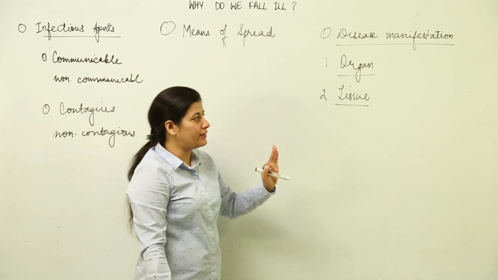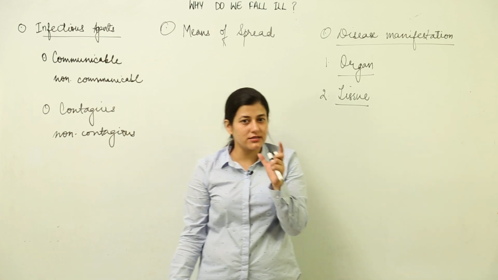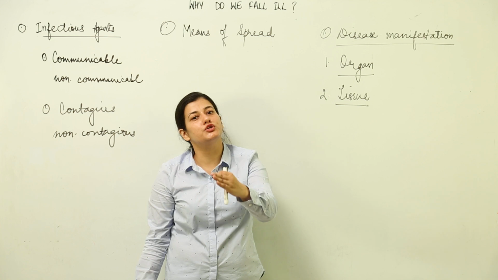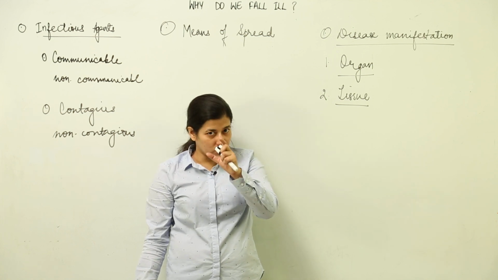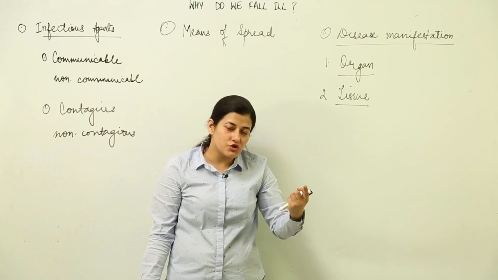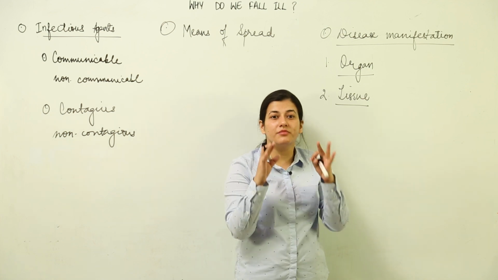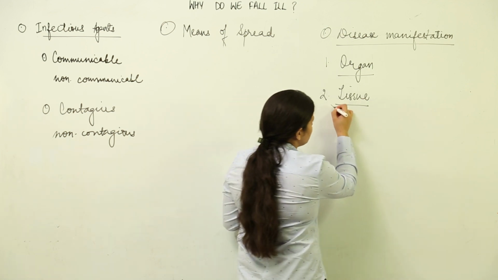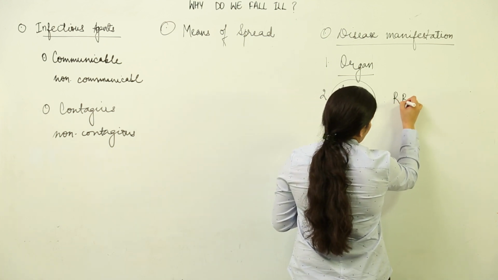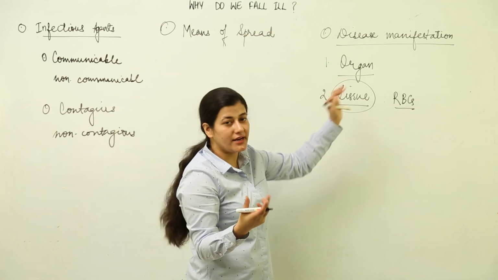Now, let us take the example of an organ. If I am talking about malaria, malaria is a disease caused by a protozoan, that is Plasmodium. We often blame the mosquito who comes and bites us for causing malaria, but that mosquito is infected itself. The main causative agent behind that disease is the Plasmodium. Now, what does this Plasmodium do? Firstly, it infects the tissue, that is RBCs, which are part of blood. Then it goes and infects the liver.